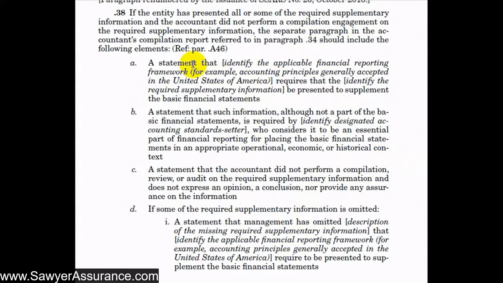So we should first say that the financial reporting framework, for instance GAAP, requires that the particular required supplementary information be included with the financial statements. And also a statement that the information is not part of the basic financial statements, but it's nevertheless required by whoever the accounting standard setter is. So for instance, the FASB, who sets the GAAP standards, and that standard setter considers it to be an essential part of the financial reporting for placing the basic financial statements in an appropriate operational, economic, or historical context.